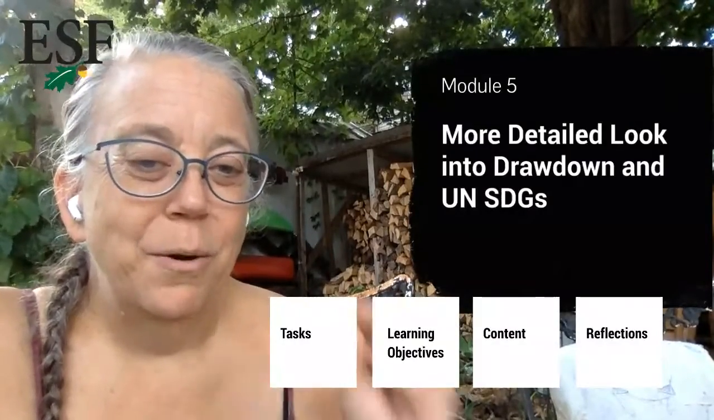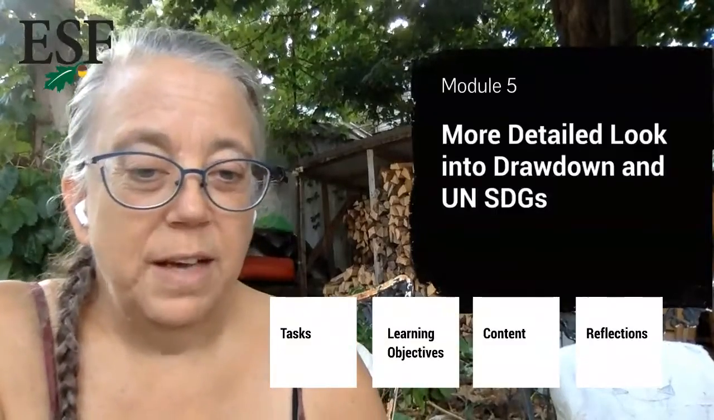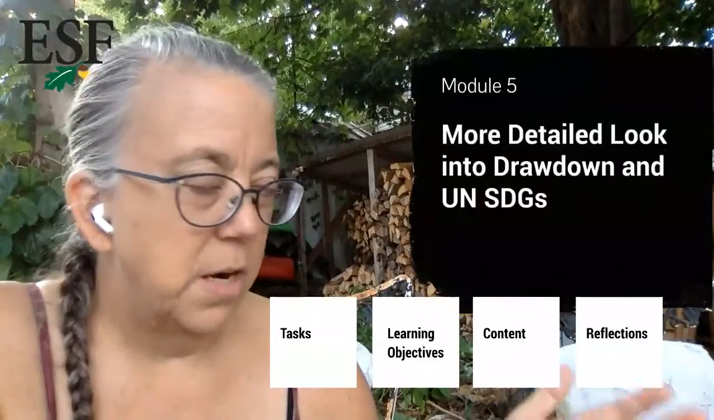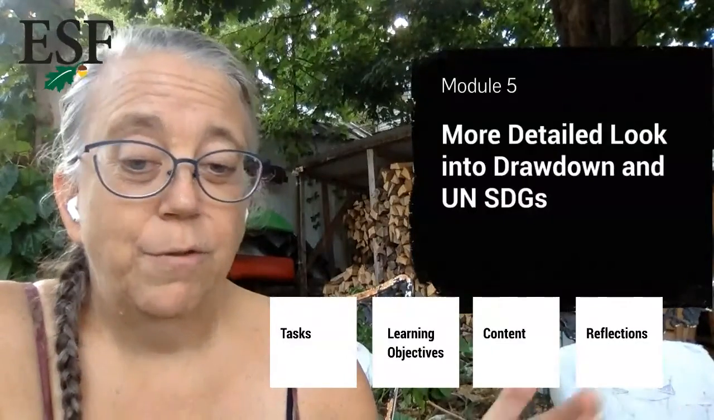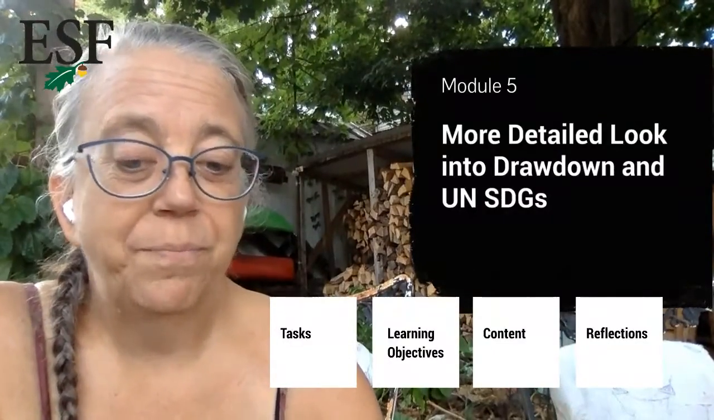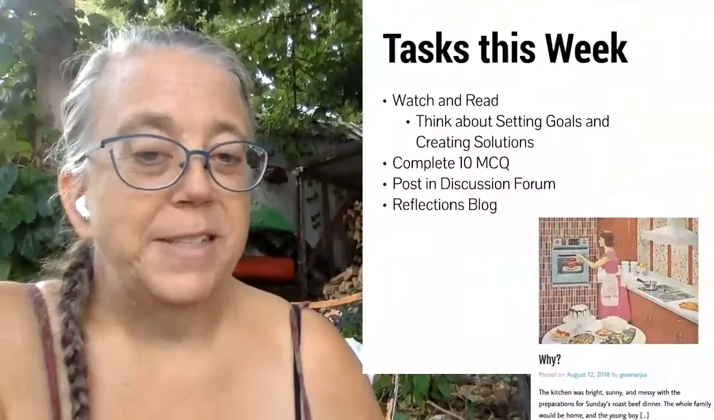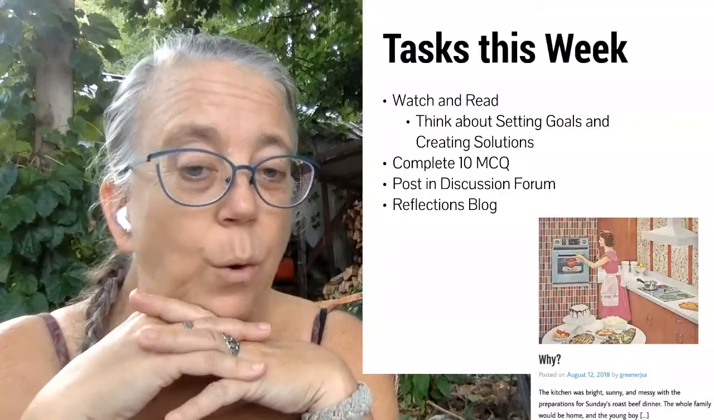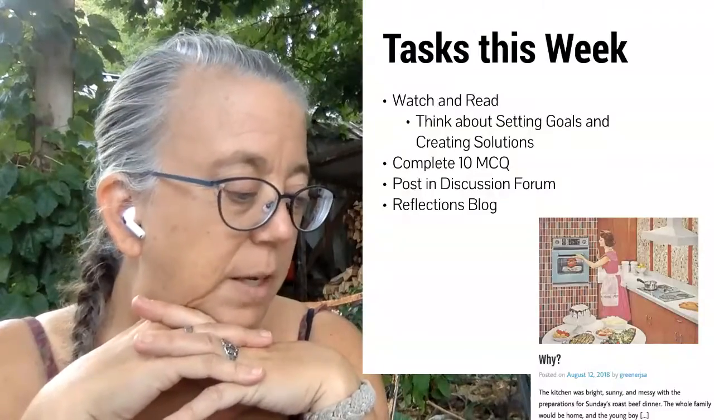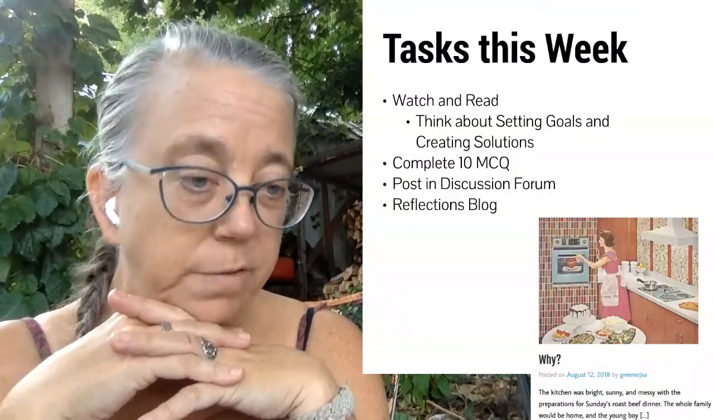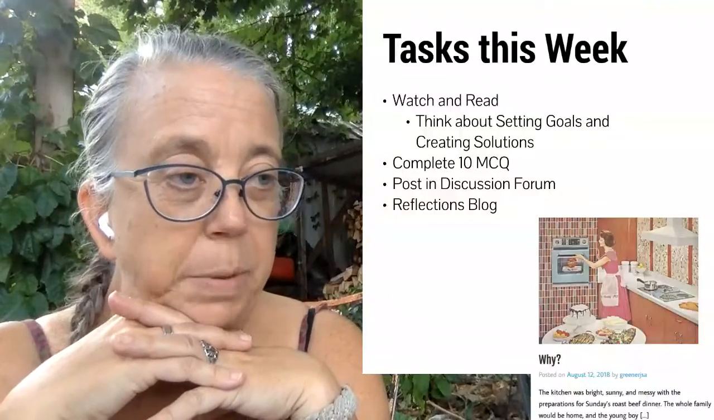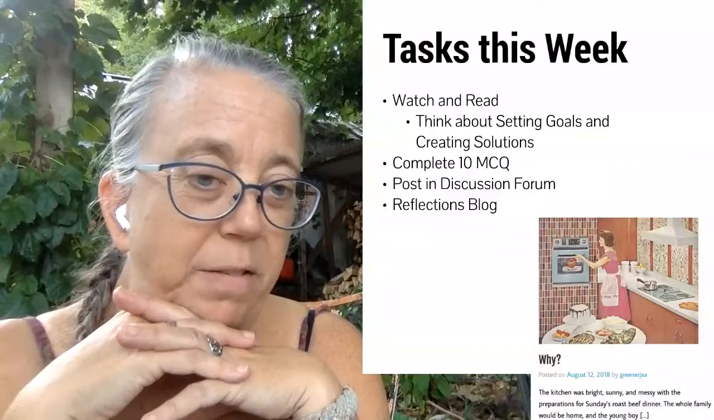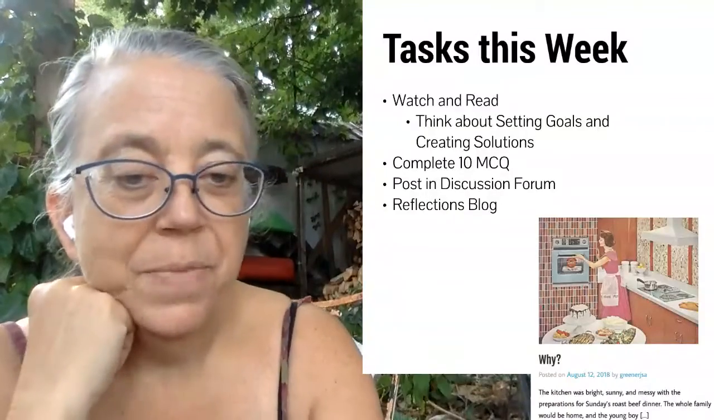So in this module, we're talking about a more detailed look into Drawdown and SDGs. We're going to go through the standard layout of information in this introductory video. First, we're going to talk about tasks. The tasks this week, pretty much the same as normal. The only thing that's added, and I'll touch on it in a minute, is your peer review of the STP introduction paragraphs. You have a responsibility to do that, and I'll get into it in a minute.